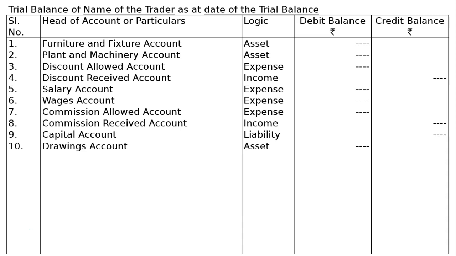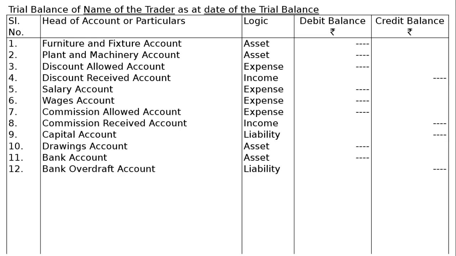10th one is drawings account. Drawings is a debit balance, it is reverse of a capital, this is an asset account, the logic is it is an asset. 11th is bank account. Bank account, if we have balance, it will be shown in the debit column, debit balance, and the logic is asset.